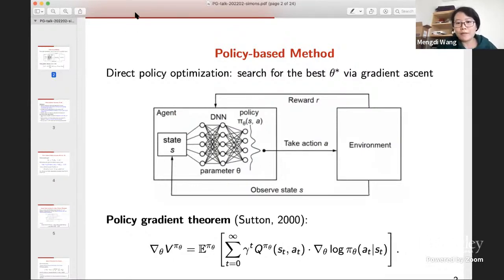If we want to use policy-based methods and gradient optimization, one fundamental result is the policy gradient theorem by Sutton, which basically says that if I want to evaluate the gradient of a value function with respect to its policy parameter, then this gradient can be written in the form of an expectation of a cumulative sum over a sample trajectory generated under this exact policy pi theta.